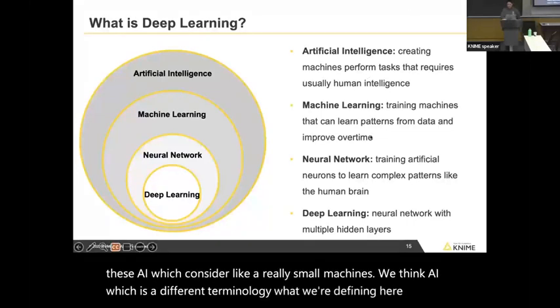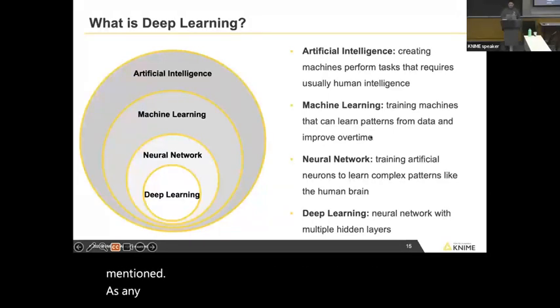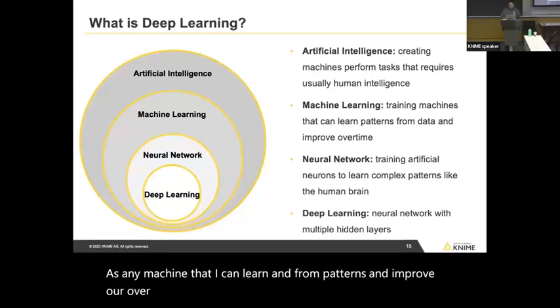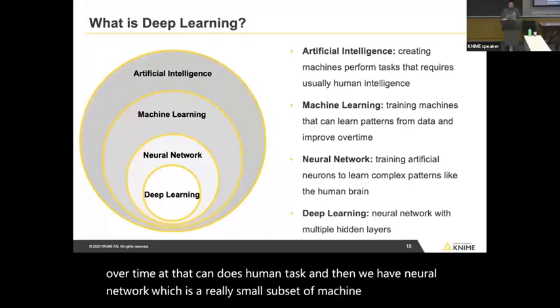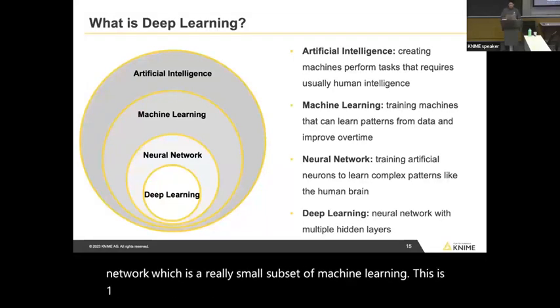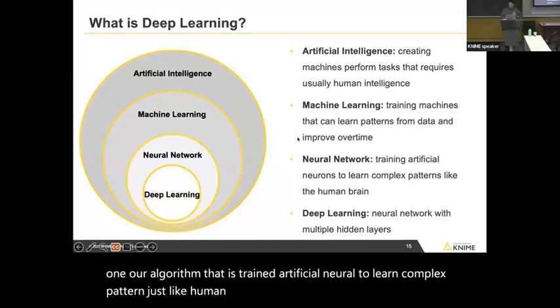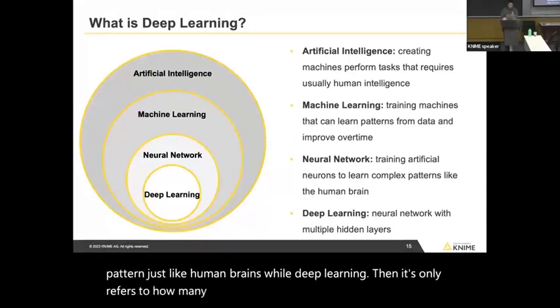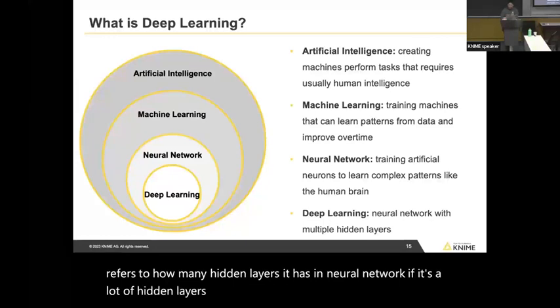Well, in machine learning, it's any machine that can learn from patterns and improve over time that can do human tasks. And then we have neural network, which is a really small subset of machine learning. This is one algorithm that is trained artificial neural to learn complex pattern, just like human brains. While deep learning, then it only refers to how many hidden layers it has in neural network. If it's a lot of hidden layers, then we consider this as a deep learning process.